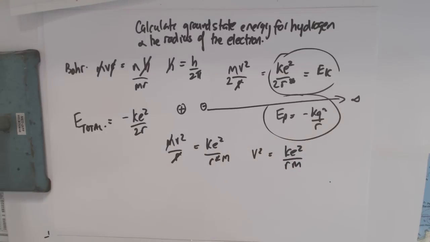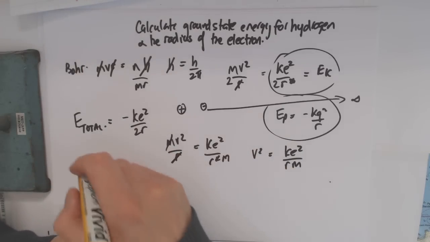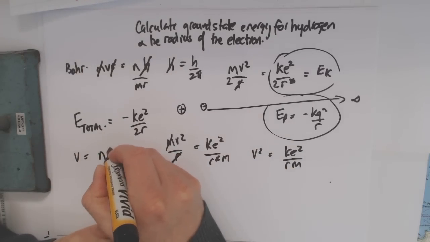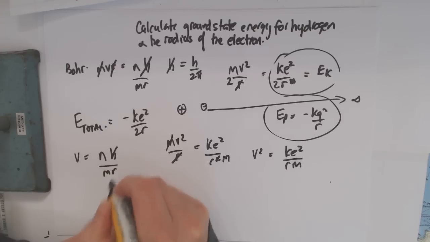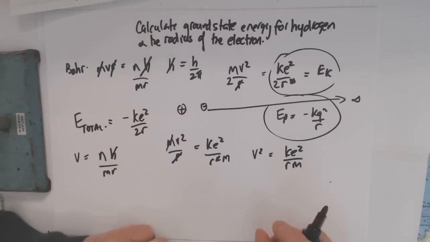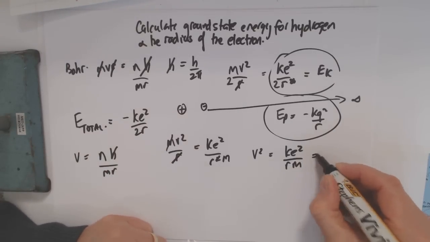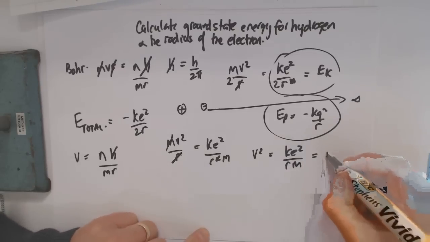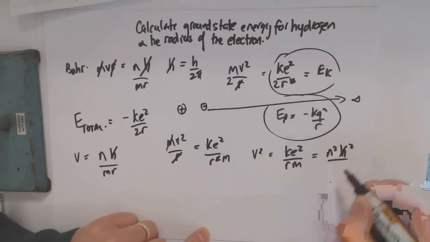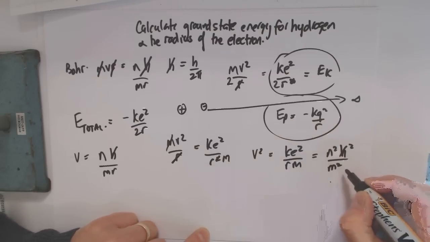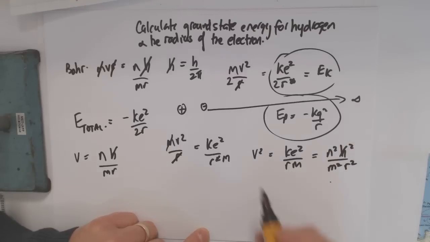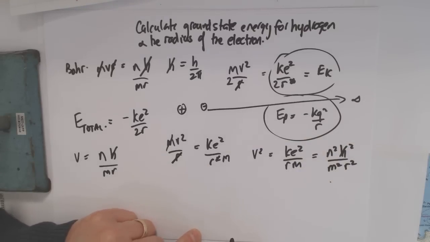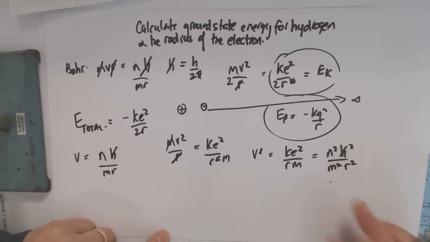And what we can do now is substitute for the v squared. We have a formula for v here, which says v equals n h-bar over mr. So v squared is just all those squared. So we can say that these two are going to be equal to n squared h-bar squared all over m squared r squared. Let's simplify this all down, and what we're looking for is something to tell us the radius that the electron's at.